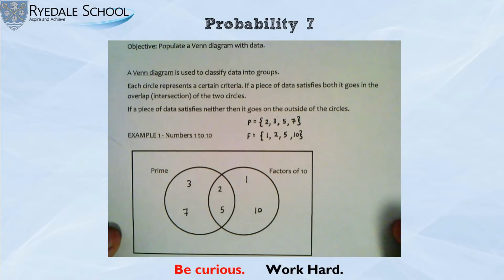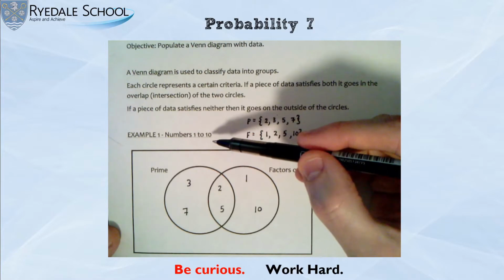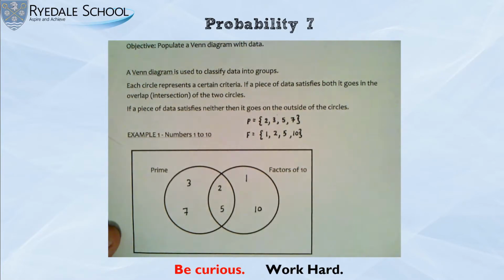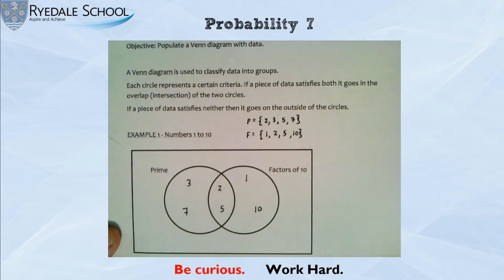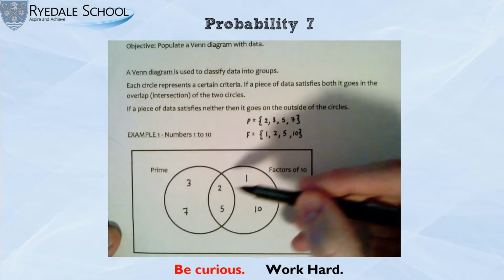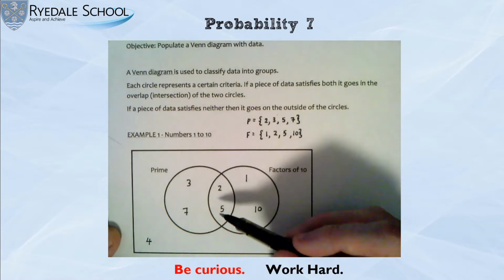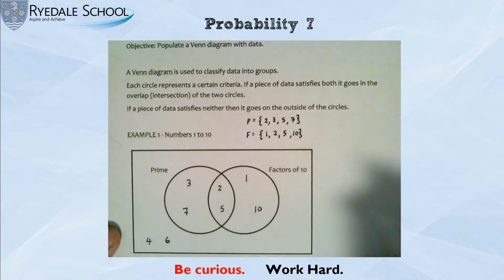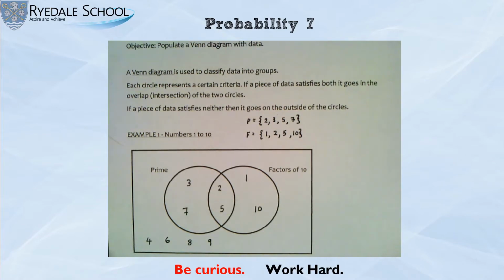Now, that diagram isn't quite finished. The reason why it's not finished is because we were meant to be doing all the numbers 1 to 10, and I think there's some numbers missing that need to go on the outside, the numbers that are neither prime nor factors of 10. So let's just count from 1 to 10 and see what we've missed. 1, 2, 3, 4 must be out here, 5, 6 must be out here, 7, 8 must be out, 9, and we've already done 10.